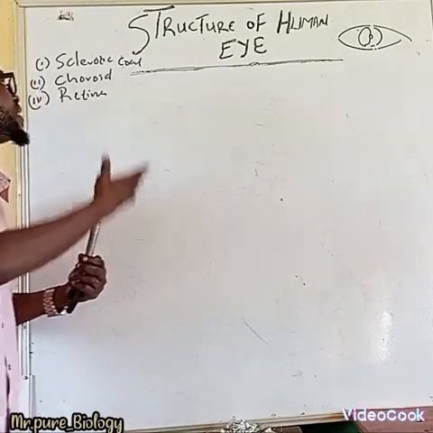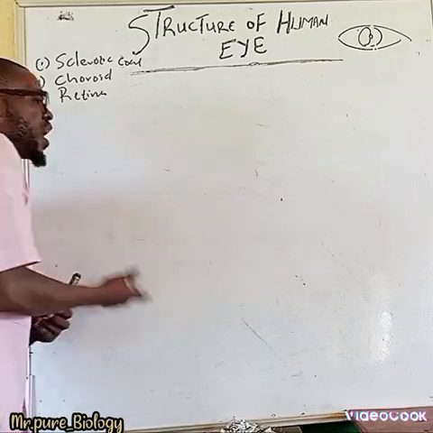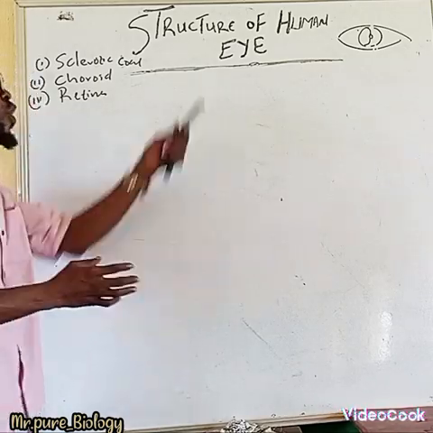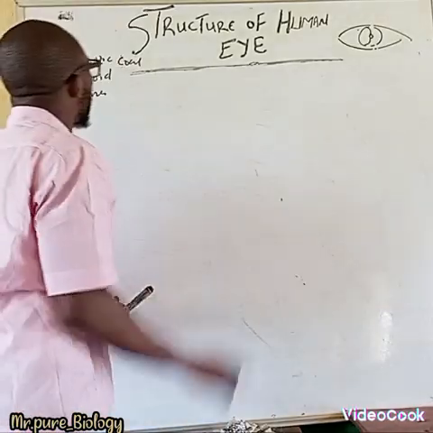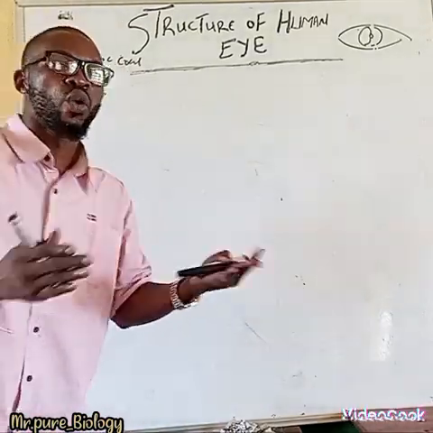So let's now look at these one after the other to have a distinct or well-defined structure of the human or mammalian eye generally. Now to start with, the sclerotic coat.